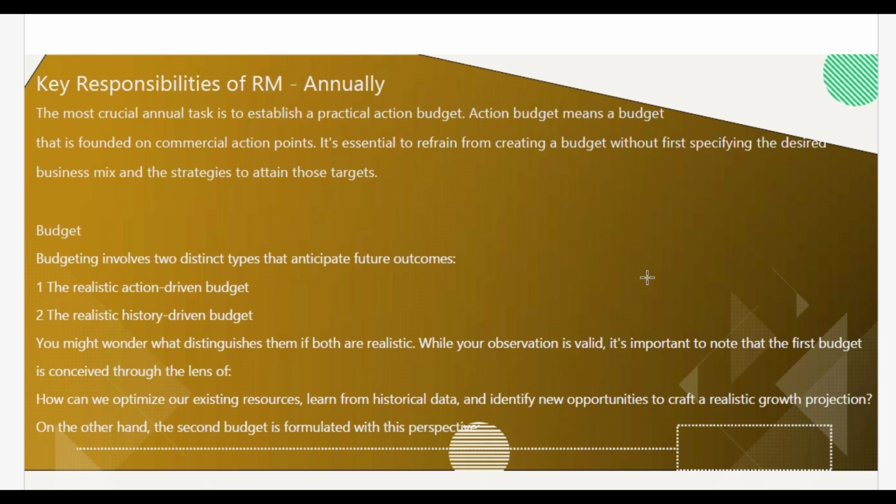your observation is right, it's important to note that the first budget is conceived through the lens of how can we optimize our existing resources, learn from the historical data, and identify new opportunities to craft a realistic growth projection. On the other hand, the second budget, as the name suggests, is a realistic history driven budget. You are deciding based on the historical data you have, and you might want to replicate the same for this year with maybe some increase. With this approach, you'll not be in a position to optimize on the new opportunities you might have, or different changes in the market or the booking patterns, demand patterns, etc.